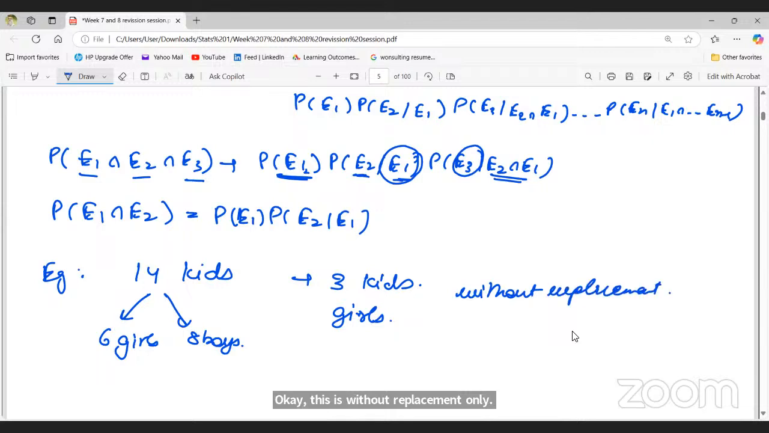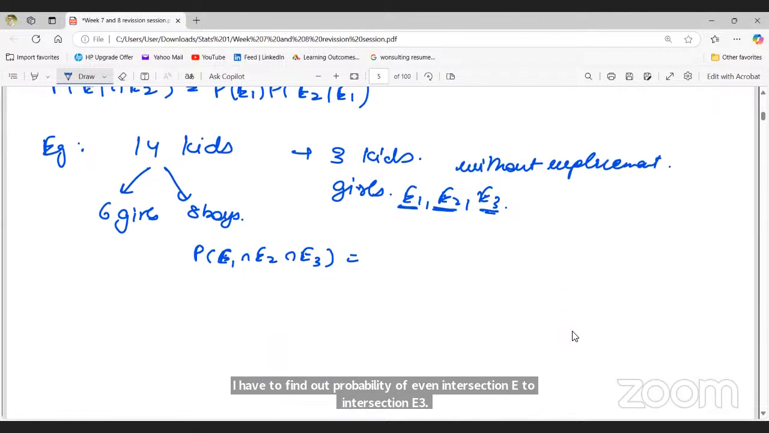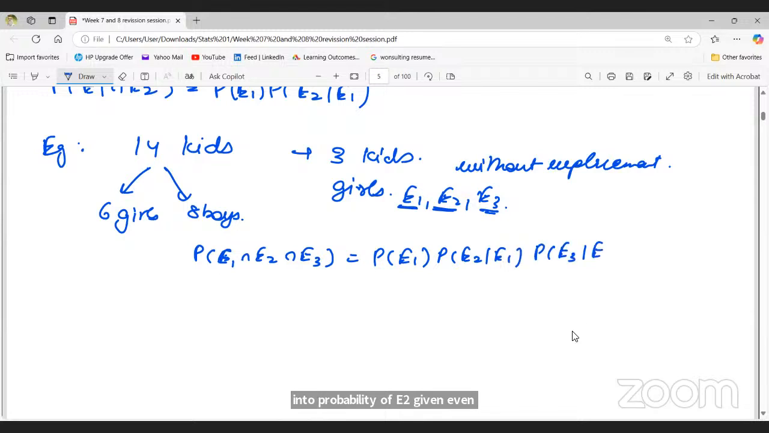So there are 3 kids, which means 3 events, E1, E2, and E3. The first kid should be a girl, the second should be a girl, and the third should be a girl. So I have to find the probability of E1 intersection E2 intersection E3. This would be equal to the probability of E1 into the probability of E2 given E1 into the probability of E3 given E2 intersection E1.